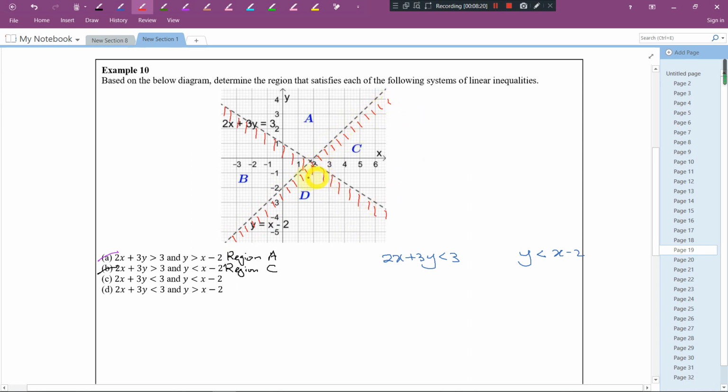So from here, we will notice that the region that satisfies these two linear inequalities will be A, B, C, or D. D, right? Here. This is the region that we want. Okay, let's go to the last one.